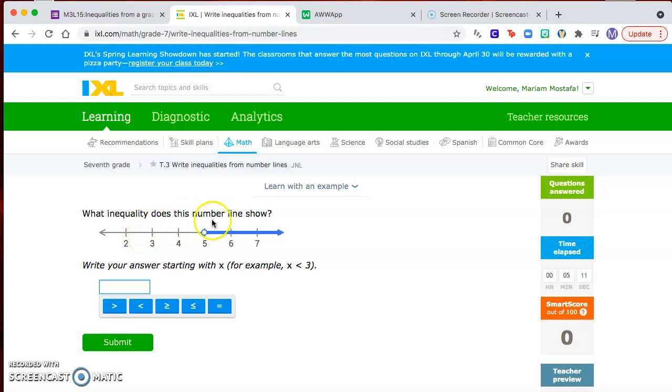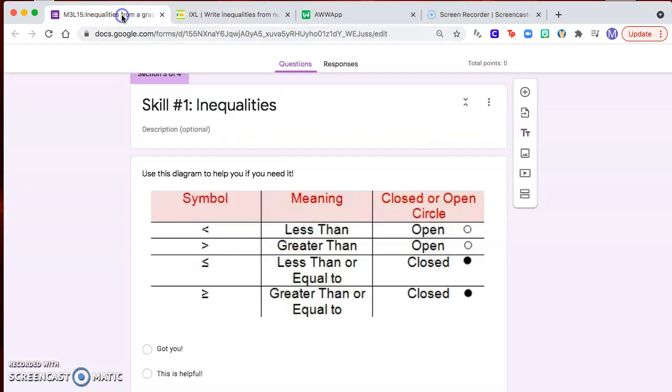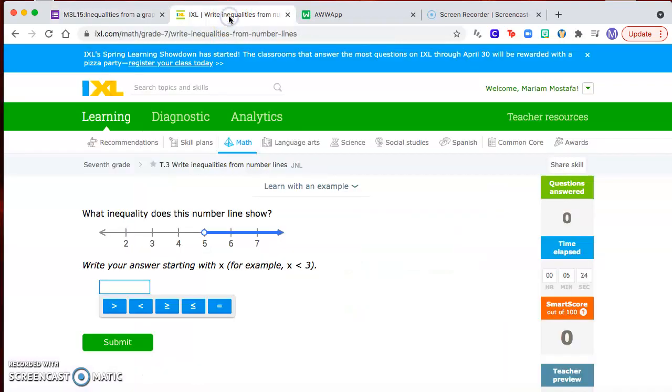The first is notice the open circle right here. So here I have an open circle. What does an open circle mean? Well, it means either less than or greater than, right? So, okay, that's an open circle. How do I know if it's either of them? Well, these are numbers highlighted that are greater than 5. So what does this inequality show? That x has to be greater than 5.